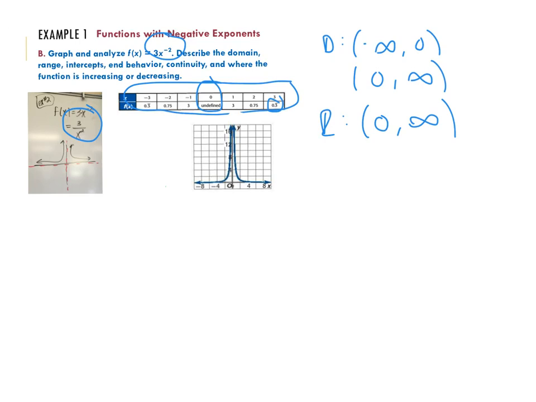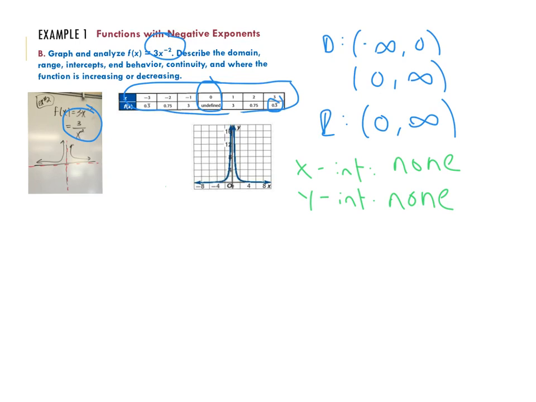We need to find intercepts. So I'm going to write x-intercept, y-intercept, and let's ask ourselves, does this line actually touch the x-axis? It does not. So all you can do is just write none. How about my y-intercept? Does the graph ever touch the y-axis? It does not. So you would just write none.